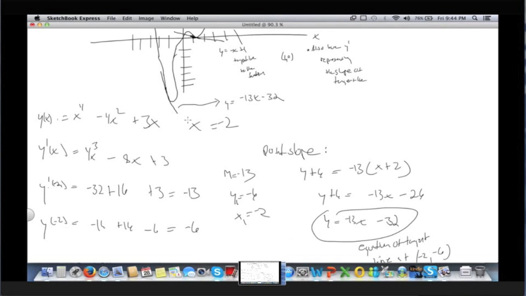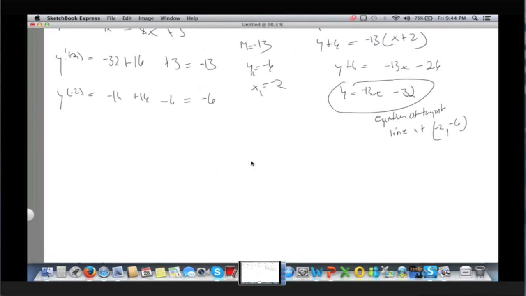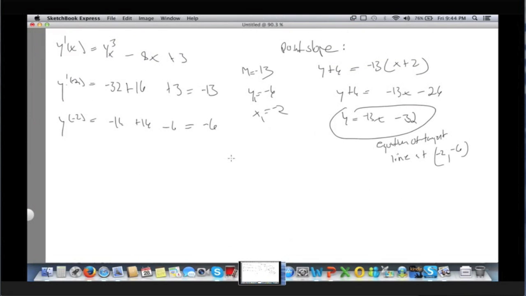Let's see. So we still had trouble with that step, so let's try one more point on this graph. Let's find the slope of the tangent line at x equals 4. Okay, so for the same curve, let's find the slope of the tangent line at x equals 4.